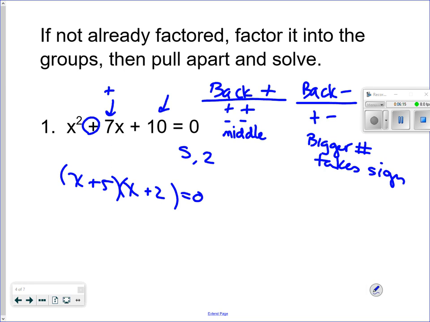And now we go ahead and do our zero product property. Pull each piece out to come up with your answers. X plus 5 equals 0. Subtract 5 from both sides.